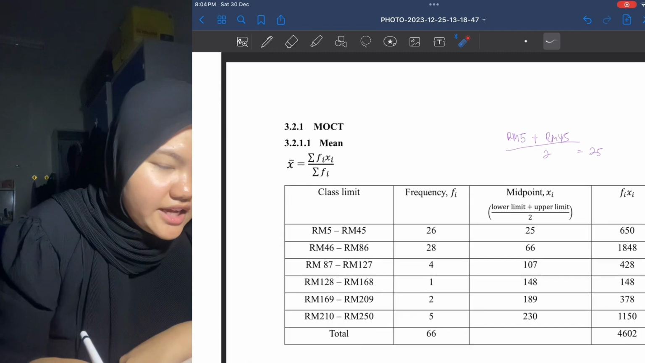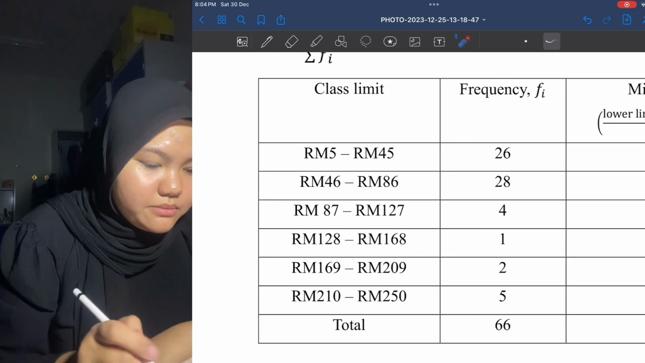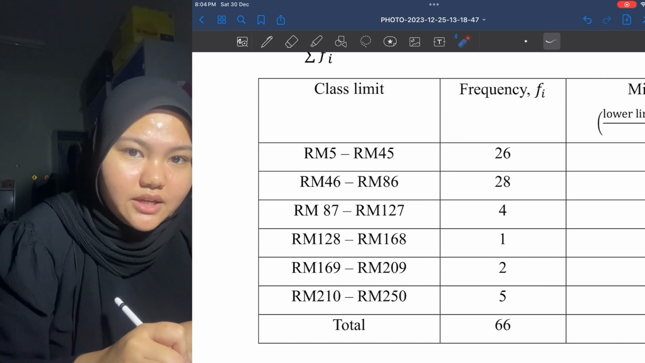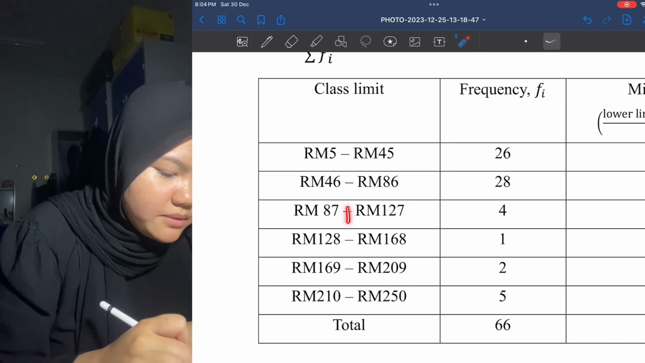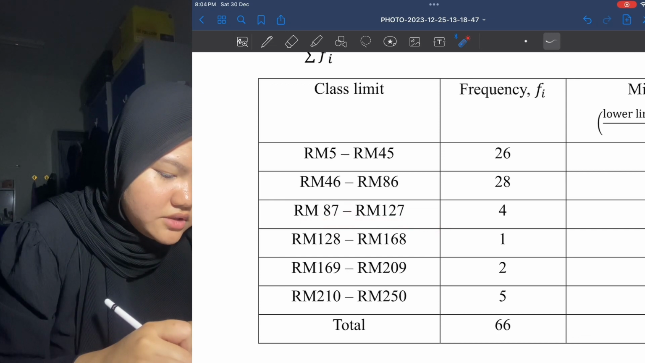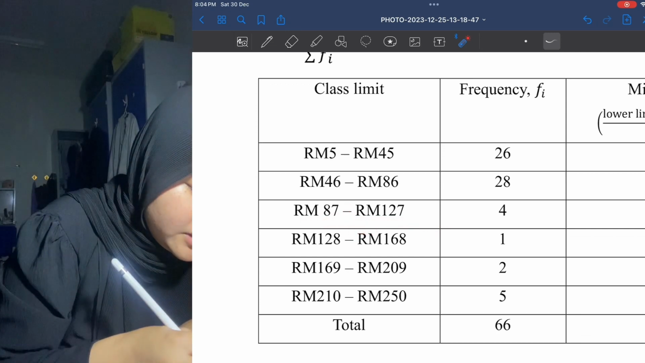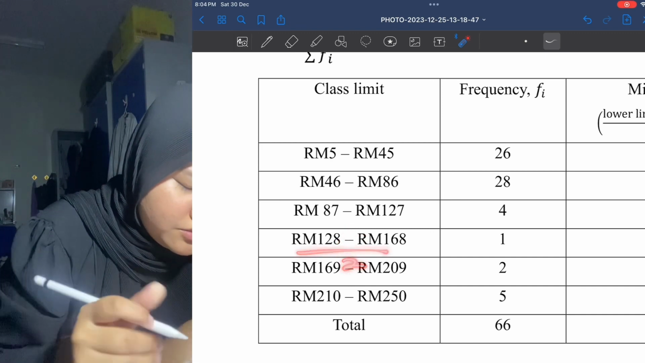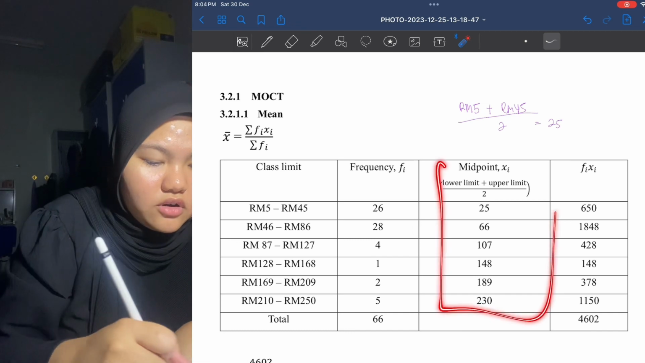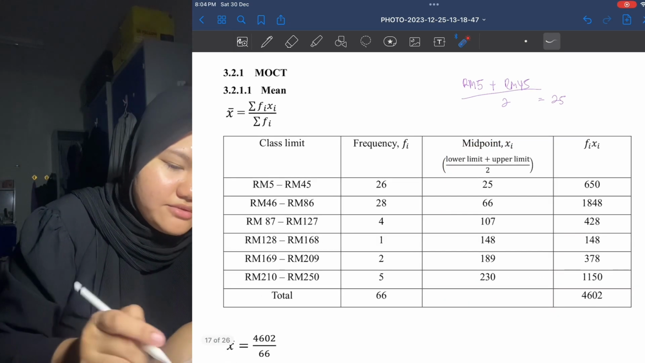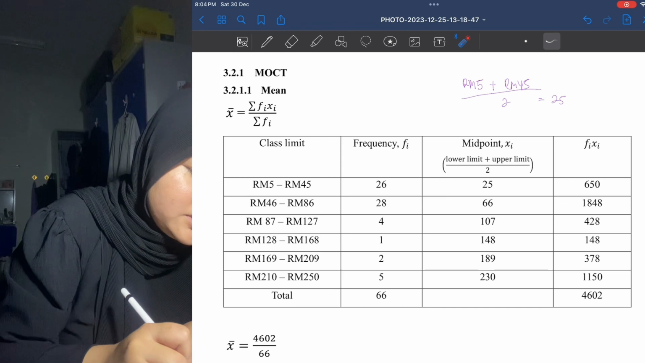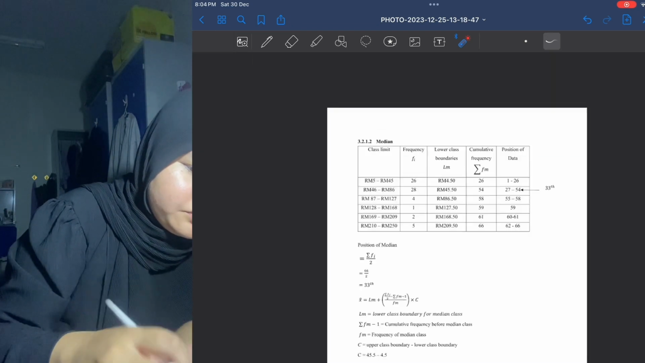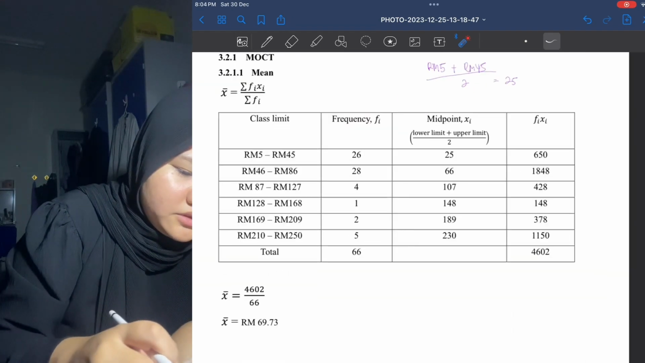Okay, then you have to do the same for the other class limits. 46 plus 86 and then divide by 2. 87 plus 137 divided by 2. 138 plus 168 divided by 2 to get the value of the midpoint for all the classes. Okay, and then you have to multiply the value of frequency by the midpoint. 26 multiplied by 25.